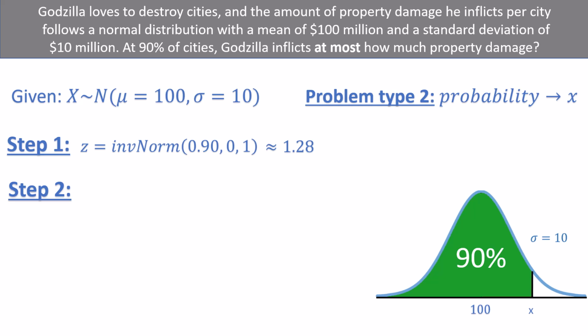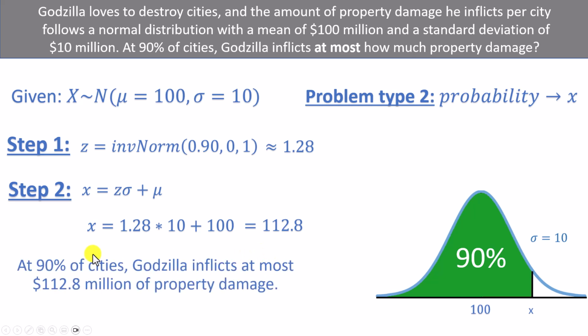Step number 2 is going to be to find the x value, or in this case, the property damage amount, using the raw score formula. And we can just plug the numbers in. We already have those numbers. We have the z-score, which is 1.28. We have the standard deviation of 10 and the mean of 100. If we were to plug those numbers into our calculator, we would see we get about 112.8. So the units there are millions of dollars. So basically what that tells us is that at 90% of cities, Godzilla inflicts at most $112.8 million of property damage. And that would be the completion of the problem.